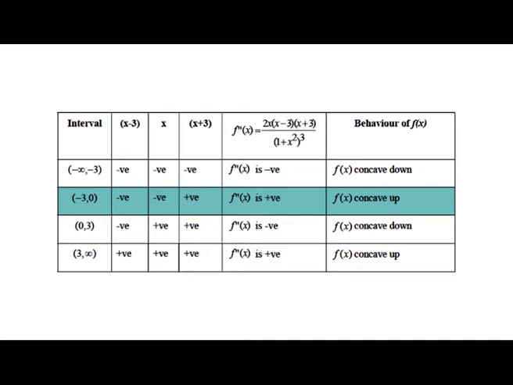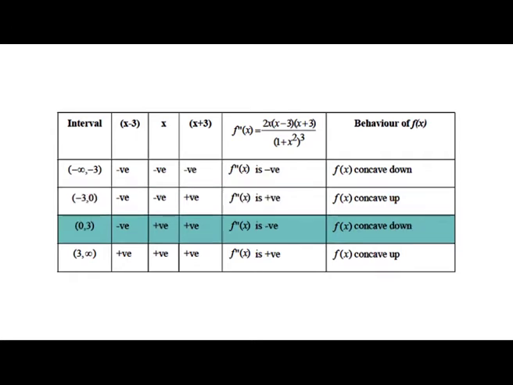Hence, f double dash of x equal to 2x into (x minus 3) into (x plus 3) whole divided by (1 plus x square) whole to the power 3 is positive. Thus, f of x is concave up.